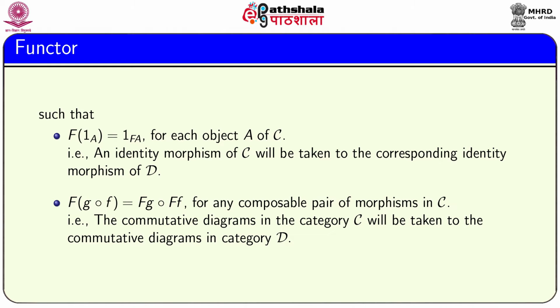Second condition is that F(g composed f) is equal to F(g) composed F(f) for any composable pair of morphisms in C. That means, whenever we have a commutative diagram in the category C of morphisms, it will be carried to a commutative diagram of morphisms in D by the rule capital F.